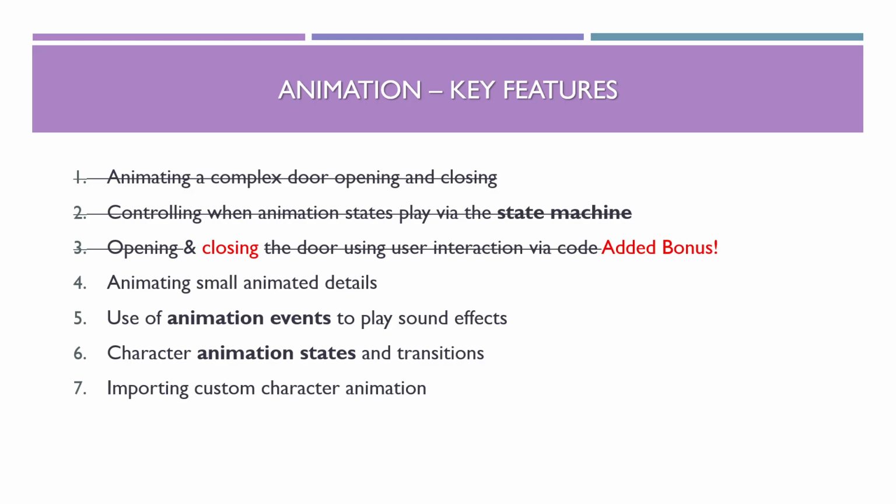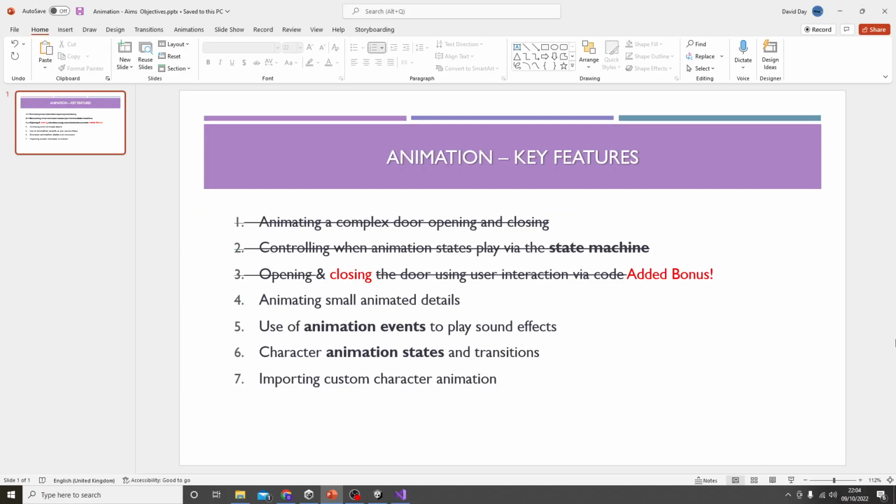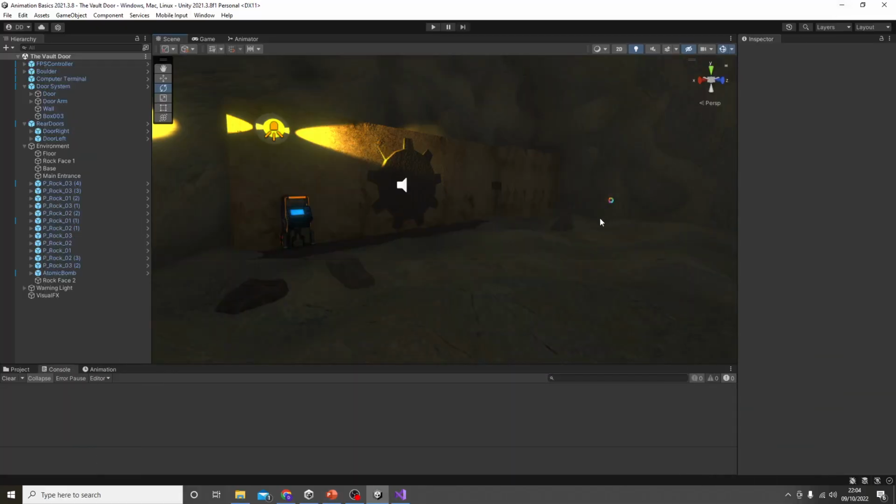So let's do that, then add some small animated details, look at animation events to fire sound effects off, have a look at character animation states, and then import custom character animations, which is always painless. It isn't, it's usually a pain in the bum, but let's have a look at what we've got.